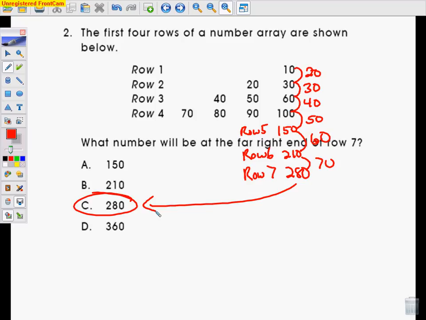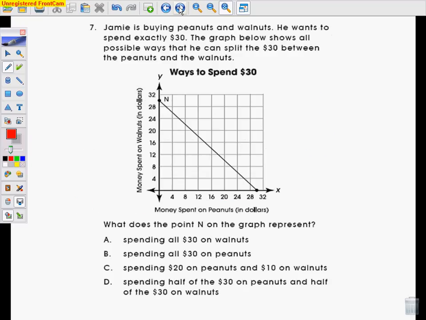All right, number 7. Jamie is buying peanuts and walnuts. He wants to spend exactly $30. The graph below shows all possible ways that he can split the $30 between the peanuts and the walnuts. What does the point N on the graph represent?